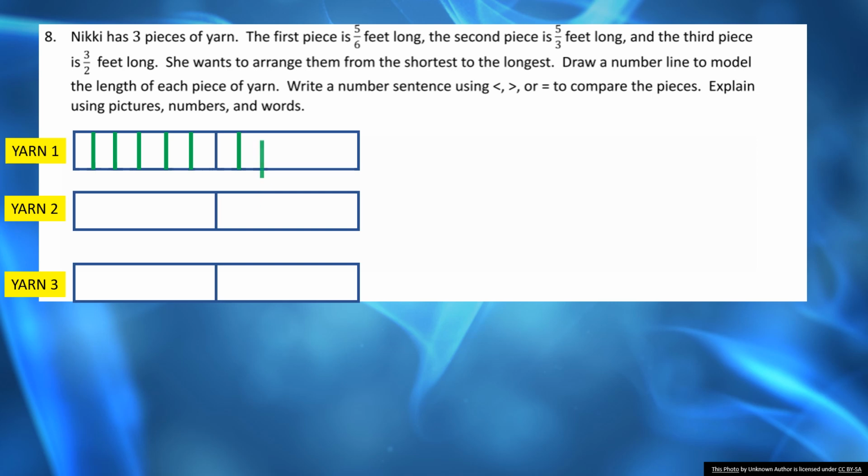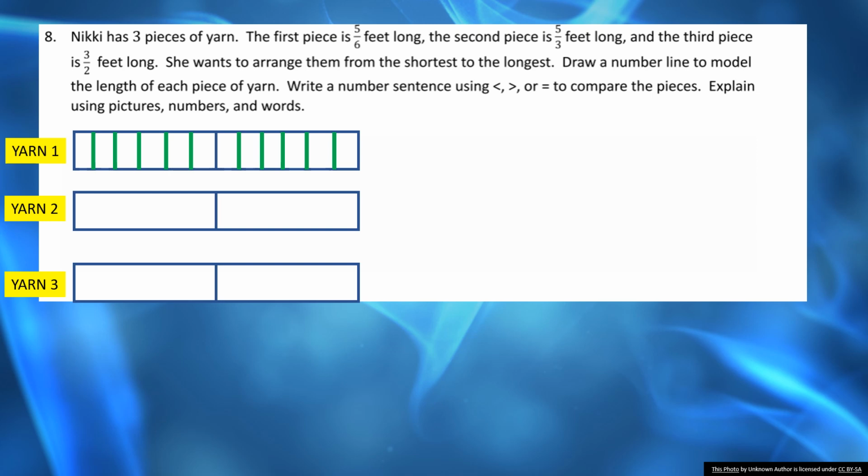Then 1, 2, 3, 4, 5, and my 6th line is on the end. All right. So you should have to draw 5 lines in each rectangle. 5 lines in each rectangle. And if you count your sections, you should have 6 sections in each rectangle.